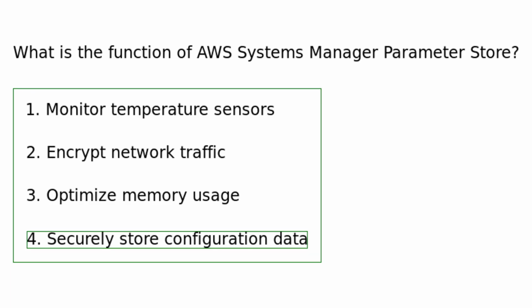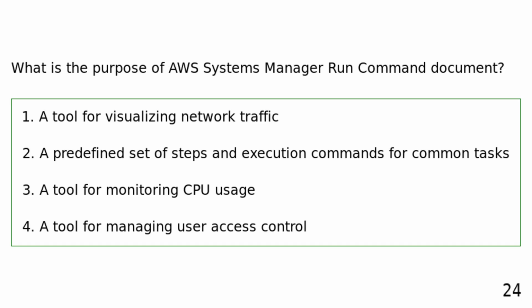AWS Systems Manager Parameter Store is used to securely store configuration data such as passwords, database strings, and license codes, making it easier to manage and access sensitive information securely. What is the purpose of AWS Systems Manager Run Command Document? A tool for visualizing network traffic. A predefined set of steps and execution commands for common tasks. A tool for monitoring CPU usage. A tool for managing user access control.